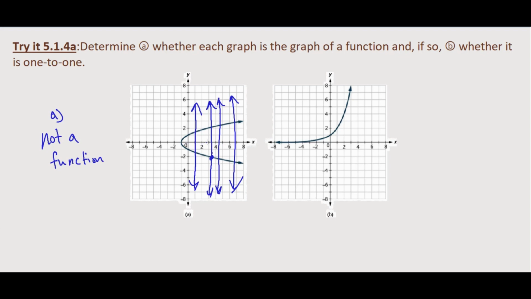And again, that's because it does not pass the vertical line test. For multiple individual inputs, there are two outputs. So it's not a function. Part B, it will pass the vertical line test. Doesn't matter where we draw a vertical line on this graph, it's only going to pass through the curve at one point. And therefore, with part B, it is a function. And again, that's because it passes the vertical line test.